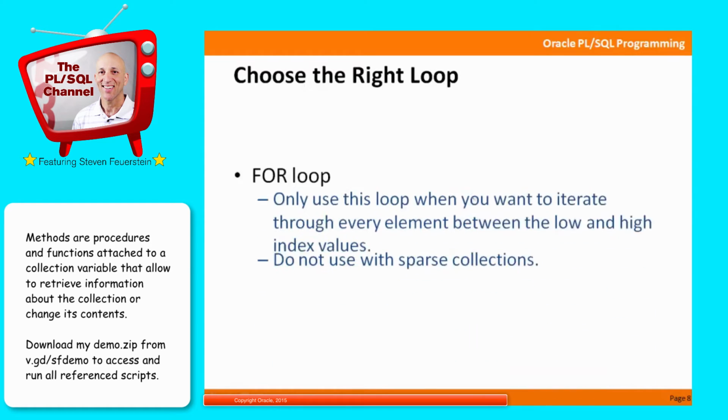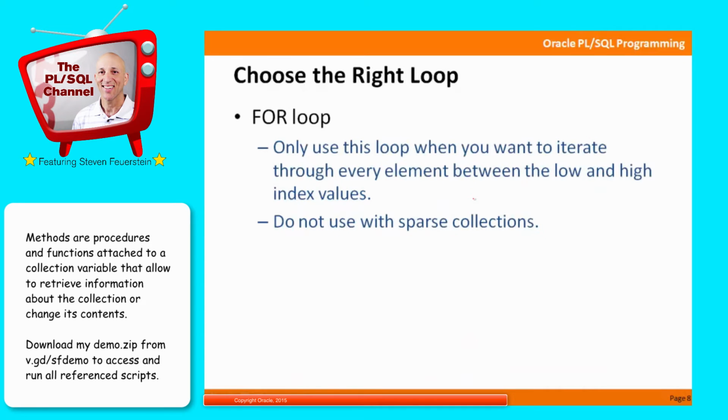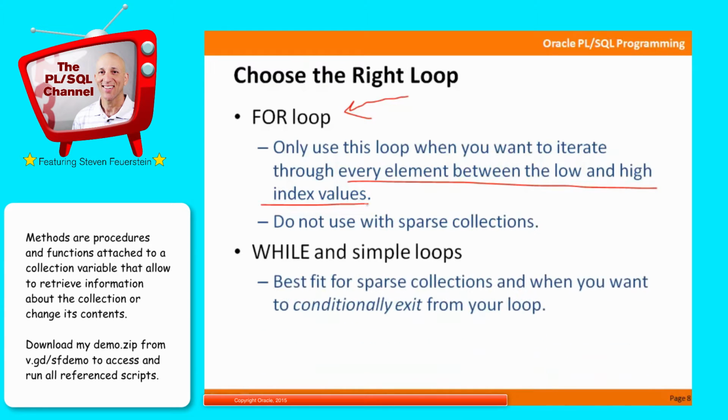So choose the right loop. In general, you only want to use a for loop when you're iterating through every element between the low and high index values. In other words, go from first to last, go from 1 to count. But don't do conditional exits. That's the key thing. With a for loop, when you're saying, I'm going to move through every element in my collection, do not have a conditional exit. Also, do not use with sparse collections. In other words, if I have an element defined at index position 1 and an element defined at index position 10 and nothing in between, a for loop is not a good match because I'll hit no data found exceptions.